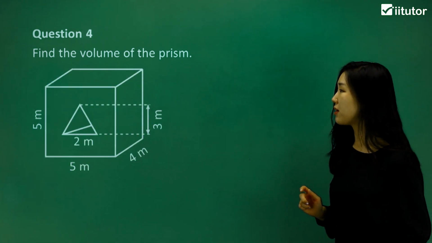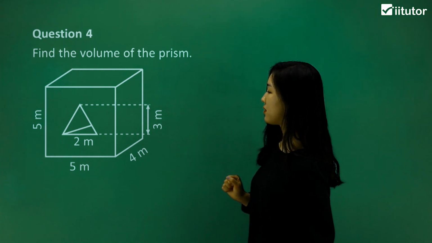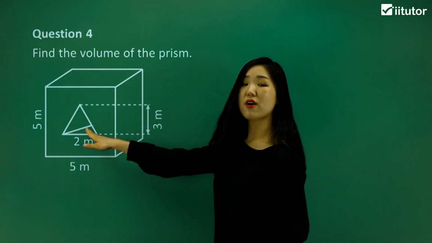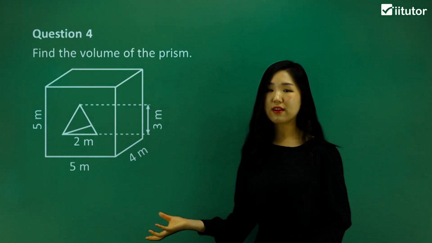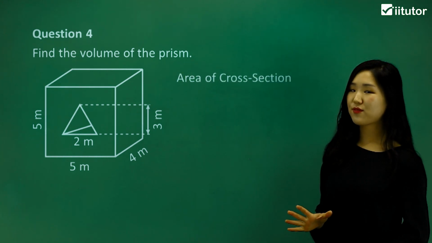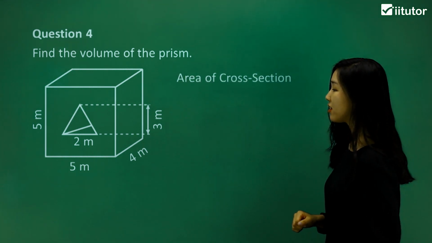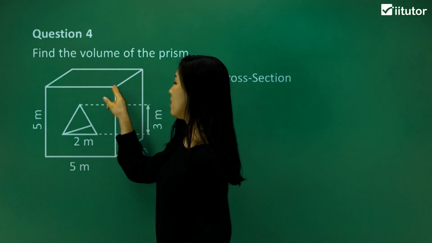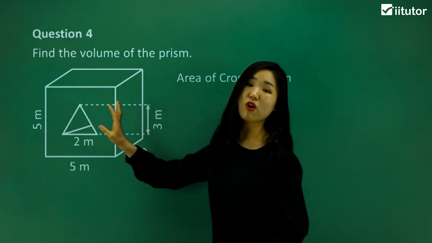Alright, question 4. Find the volume of this prism. This time it's very similar to the previous question, but the hole is triangular. So we'll have to subtract away the triangle from the cross-section, won't we? So let's first find the area of our cross-section. What we'll do is find the area of the square and subtract away the area of the triangle.